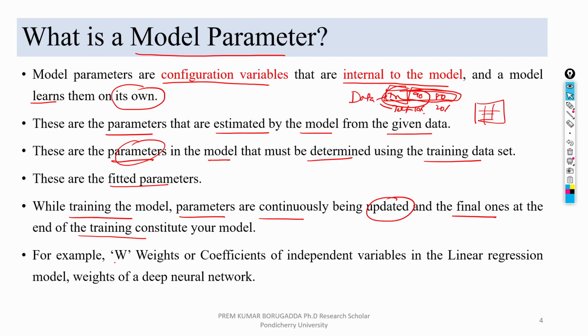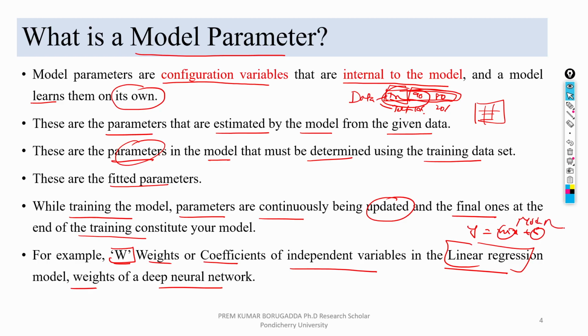For example, weights are the coefficients of the independent variables in linear regression, and weights in a deep neural network. For example, in linear regression, y is equal to mx plus b. Here m and b are what we call the model parameters.